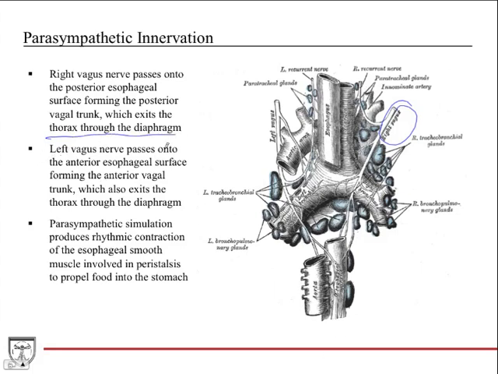The left vagus nerve goes onto the anterior surface. So here's the left vagus nerve. It comes down, travels on the anterior surface, goes through the diaphragm. And the parasympathetic stimulation, so here's the important part, produces that rhythmic contraction of the esophageal smooth muscle involved in peristalsis to propel the food into the stomach. So the parasympathetic innervation is what drives the peristalsis to help you digest. Again, remember, rest and digest.